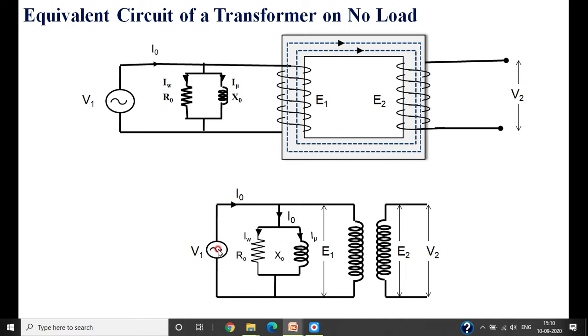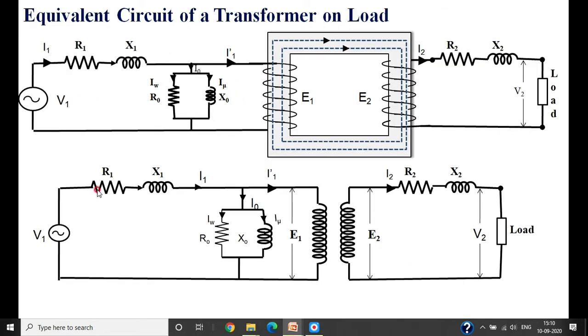In circuit form, once again it represents the same thing with V1, I0, IW and I mu, and the core is replaced by a simple binding of the two. Here the induced voltages are E1 and E2.